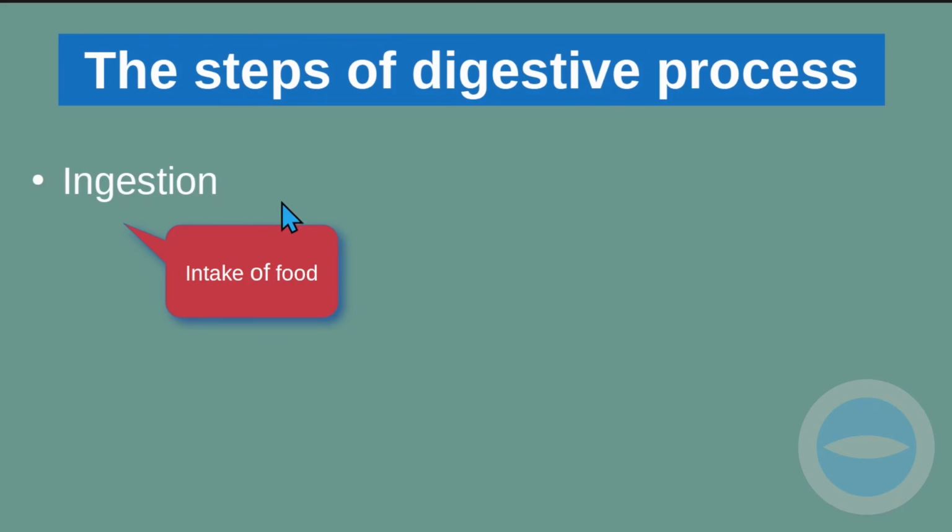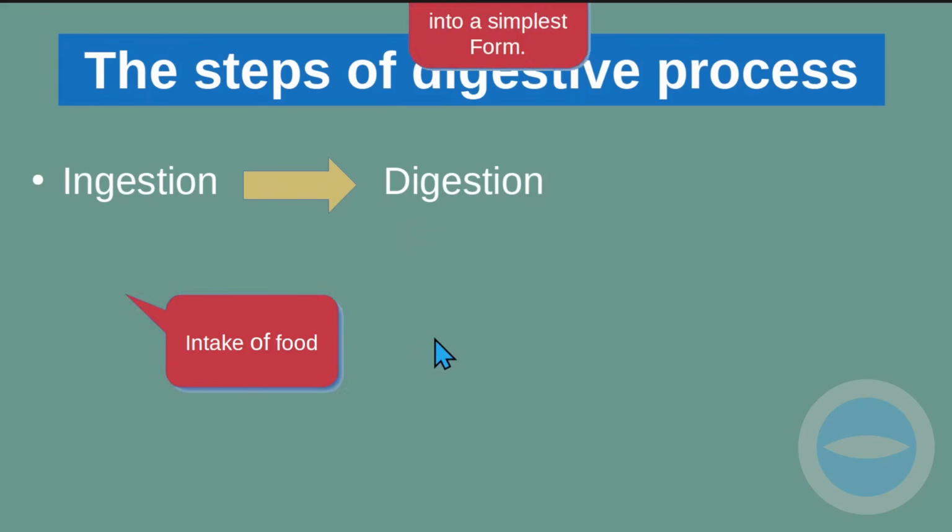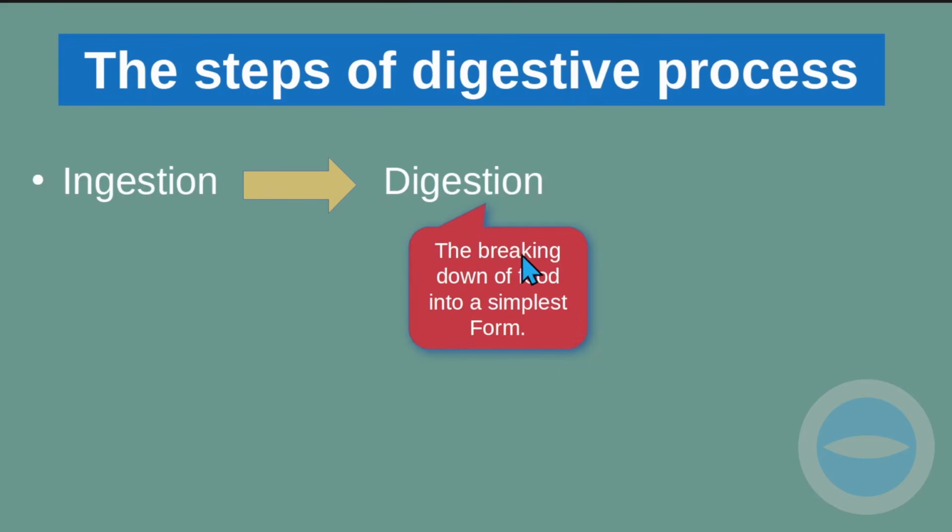And then the next step is digestion. Digestion is divided into two parts. We have chemical digestion and mechanical digestion. I will explain them in a minute. The definition of digestion is the breaking down of food into the simplest form. You must remember that our body has to absorb some nutrients, but we eat these nutrients in larger compounds. So the compounds must be broken down so that our body will be able to absorb them.